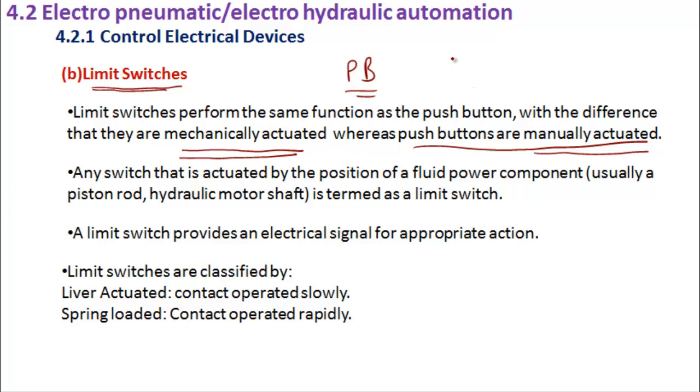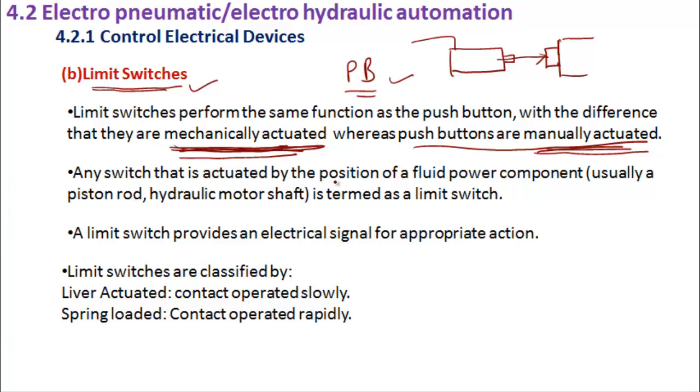Whereas mechanically actuated means, suppose there is a cylinder here which has a piston, and the piston can come out and you place a push button in front of that. So that when the time comes, you apply an electrical signal here, because of which the piston moves forward and pushes this button. That is basically what is called mechanically actuated. So limit switches are the same as push button itself, but push buttons are manually actuated, whereas the limit switches are mechanically actuated.